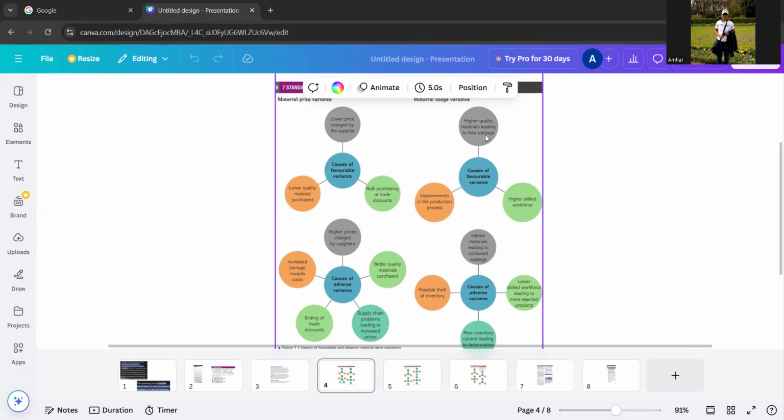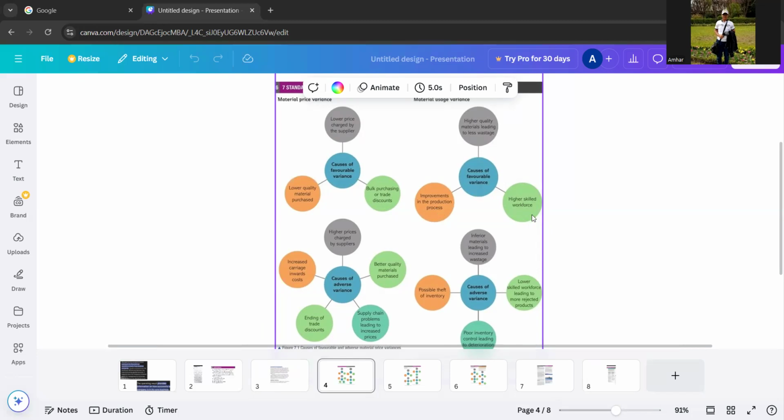The first reason is higher quality material, leading to less wastage. So if the material quality is very high, then there won't be any wastage, right? Yeah. Okay, so therefore we'll get a favorable variance. And the second one is improvements in the production process.